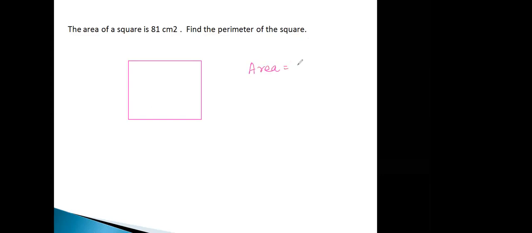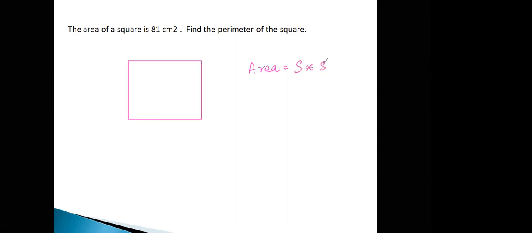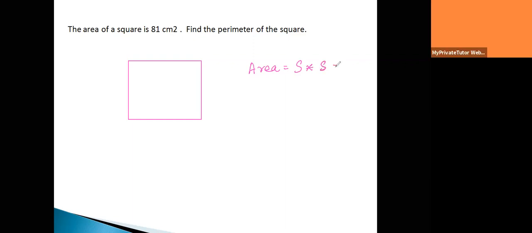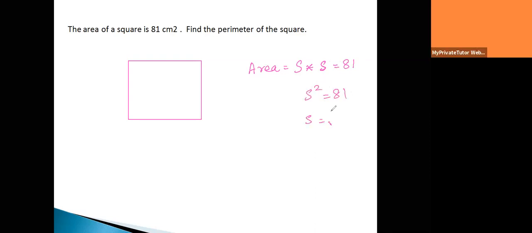4 times the side. No, that is the perimeter. I'm talking about the area: side times side. The value is already given. Side times side is 81. So side squared is 81. The side value is the square root of 81. So the side would be 9 centimeters. Each side would be 9 centimeters.